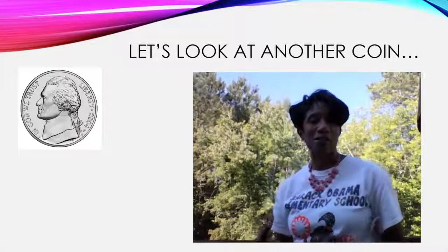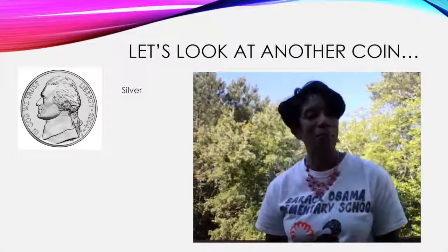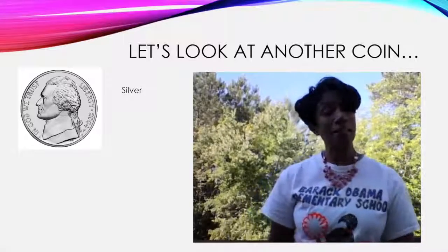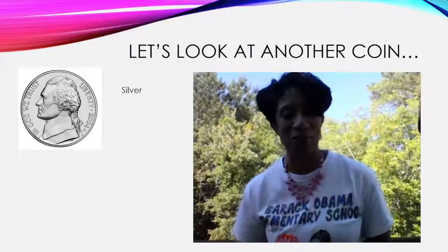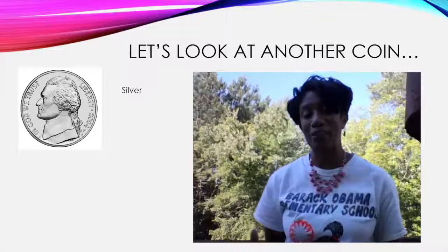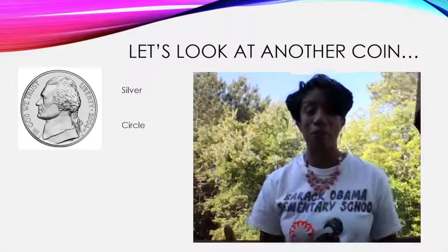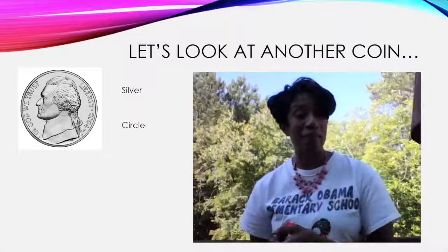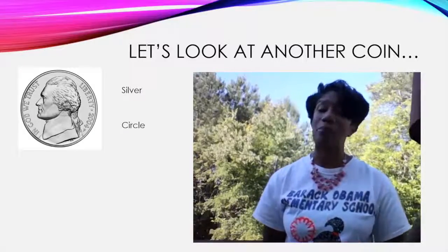How would we describe its color? Yeah, we could say silver. Some people might say gray, but we're going to say silver for today. So the penny is brown, that's right, and the nickel is silver. Awesome. Now, what shape is the nickel? Yes, it's the same as the penny. They're both in the shape of a circle. So they're the same because they're both shaped like a circle, but they're different because one is brown and one is silver.